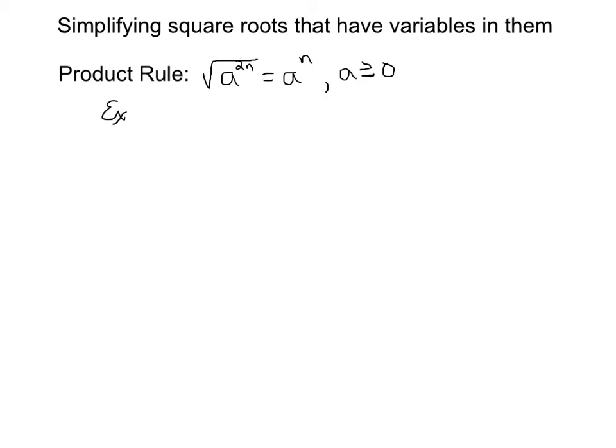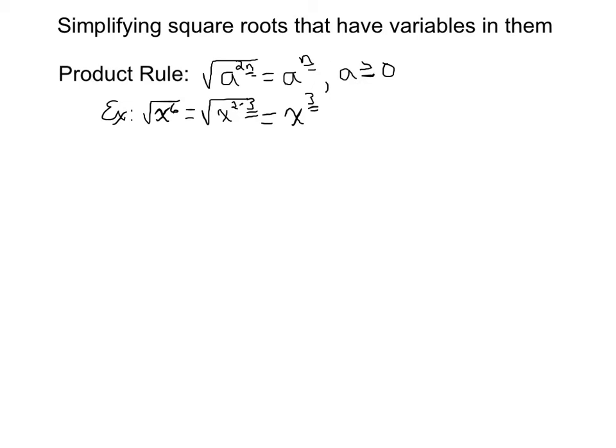Suppose that I have, for example, the square root of x to the 6th. According to the product rule, what I would have would be the square root of x to the 2 times 3, which means that this would simplify down to x to the 3rd. Notice that in my example, the 3 is the n. That relates back to the product rule.